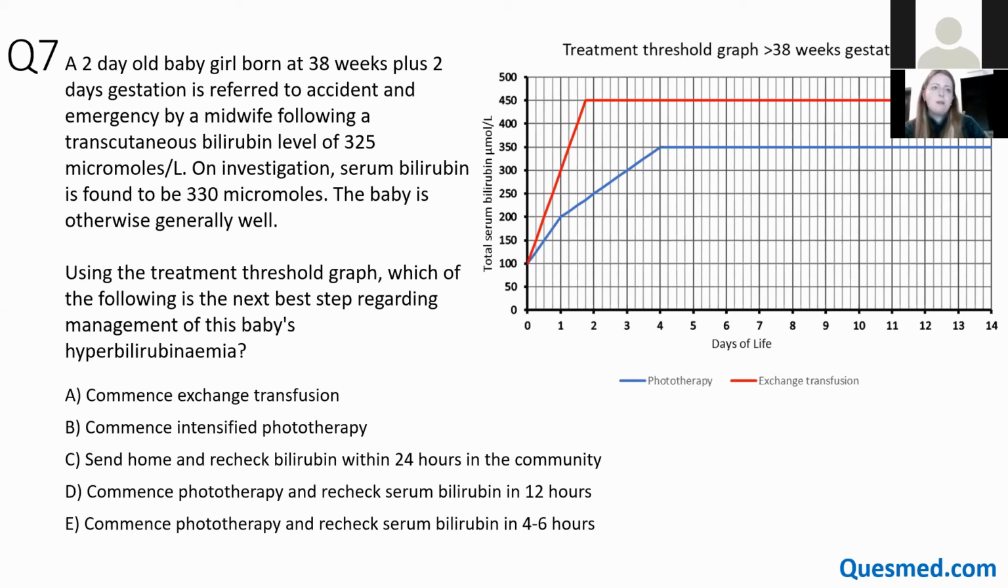Using the treatment threshold graph, which of the following is the next best step regarding the management of this baby's hyperbilirubinemia? Is it A, commence exchange transfusion, B, commence intensified phototherapy, C, send home and recheck the bilirubin within 24 hours in the community, D, commence phototherapy and recheck serum bilirubin in 12 hours, or E, commence phototherapy and recheck serum bilirubin in 4 to 6 hours. So I'll give you a few moments to think of your answer.